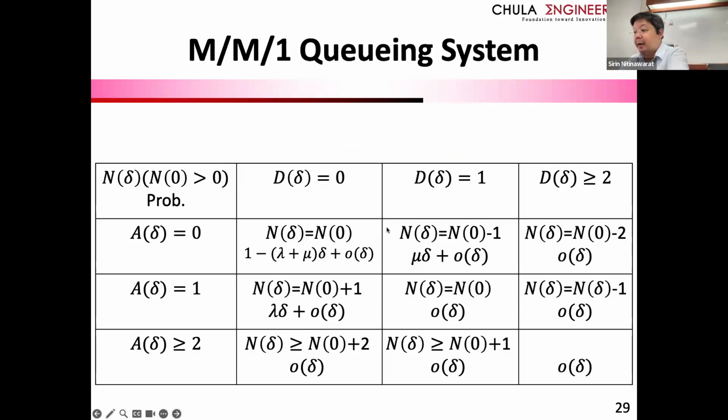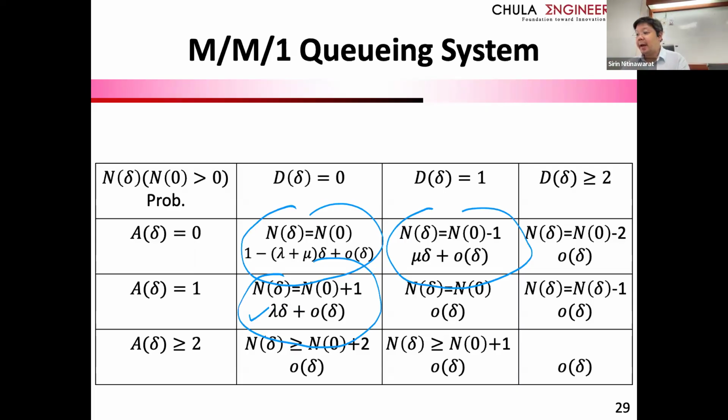Remember we talked about it, right? So for this one, the events whose probabilities are dominating are only these 3, right? Okay. What about this one?